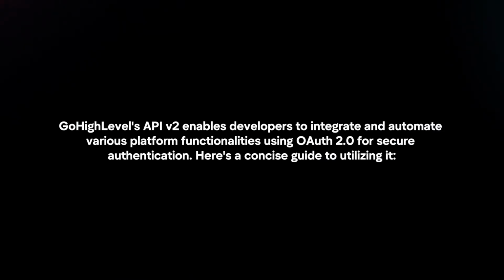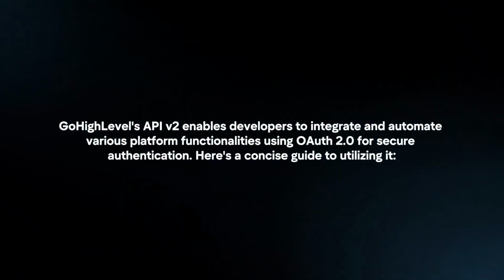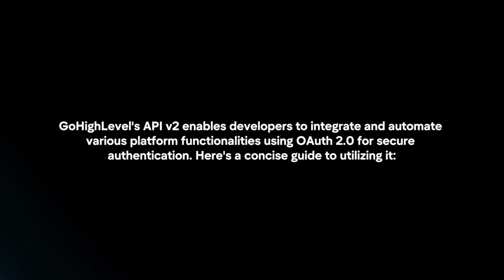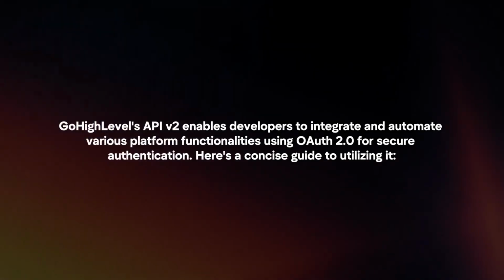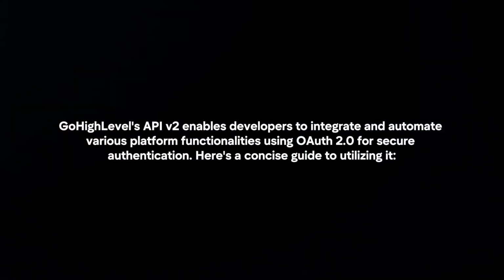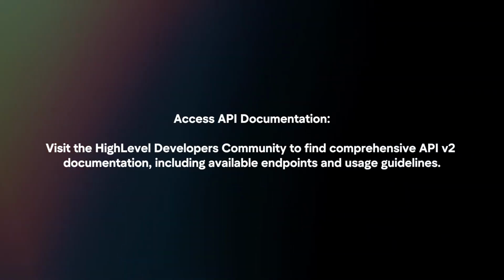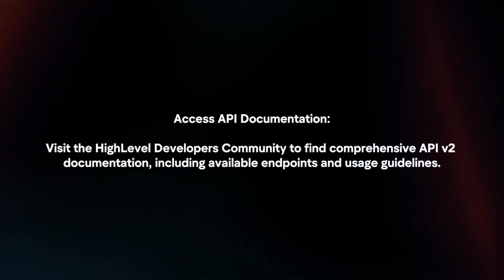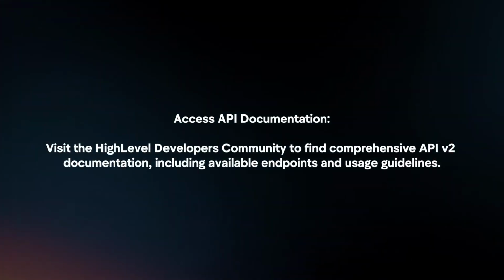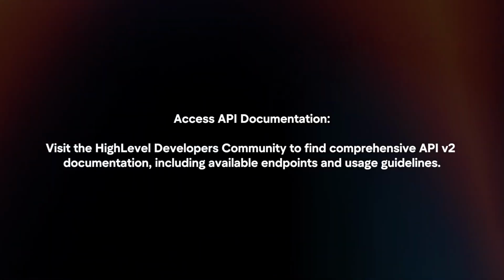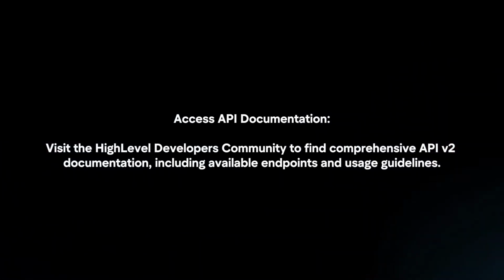GoHighLevel's API v2 enables developers to integrate and automate various platform functionalities using OAuth 2.0 for secure authentication. Here's a concise guide to utilizing it. Access API documentation. Visit the high-level developers community to find comprehensive API v2 documentation, including available endpoints and usage guidelines.